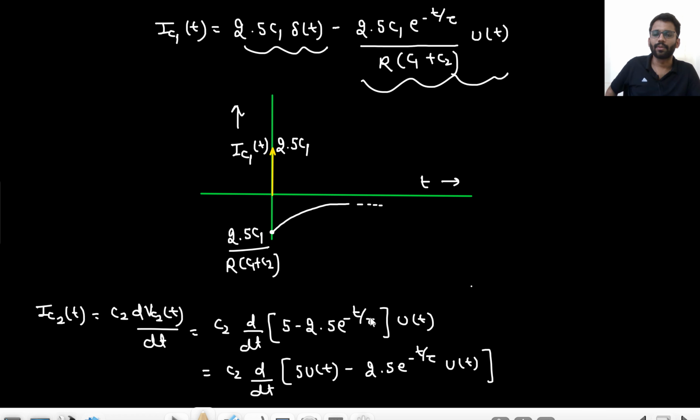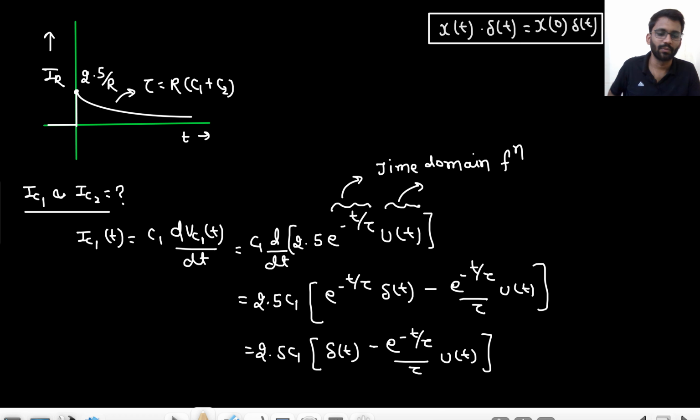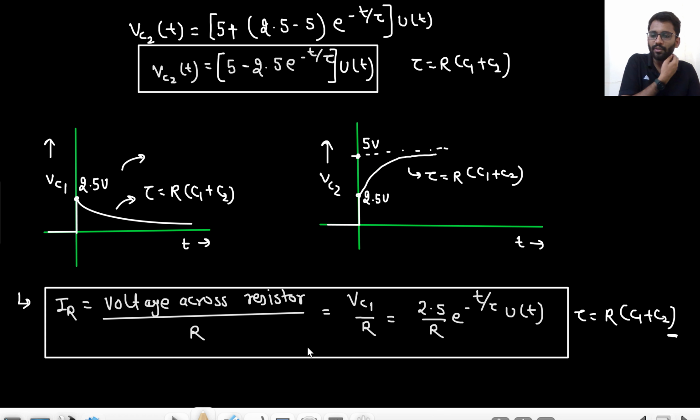Now, if they were asking what is the value of impulse current, do you think you need to solve the equation? What will be the value of IC1 at t equals 0? Do you need to solve this equation? No, you don't need to solve this equation. How? Look, you already know your voltage is going from 0 to 2.5.